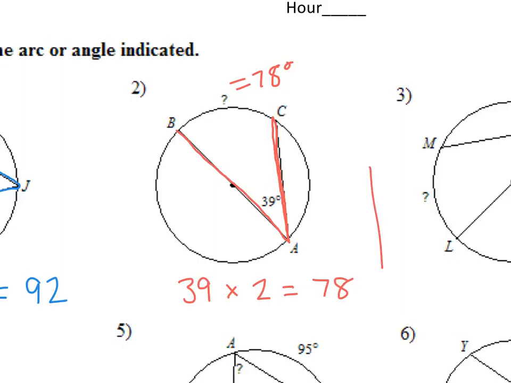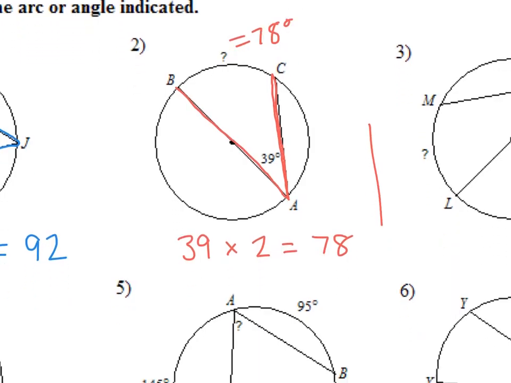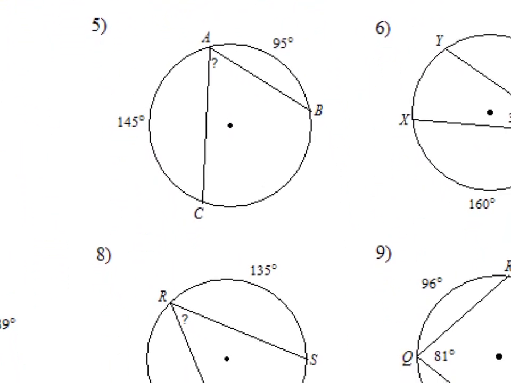Now, that idea works backwards as well. So let's take a look at problem number 5. Now we want to figure out what the measure of our inscribed angle is. And theoretically, that is going to be half of the arc that it creates.